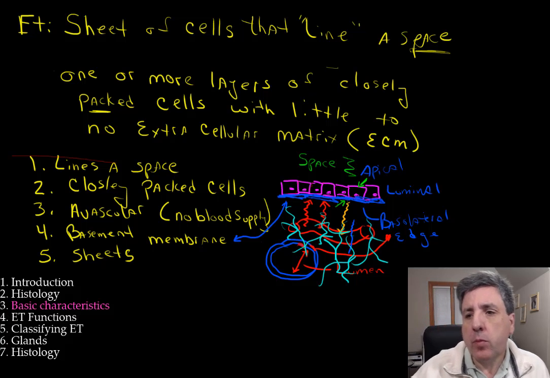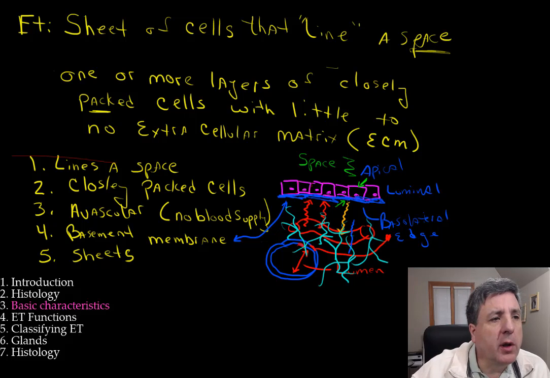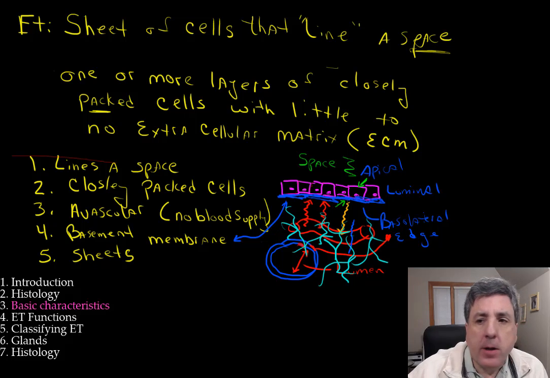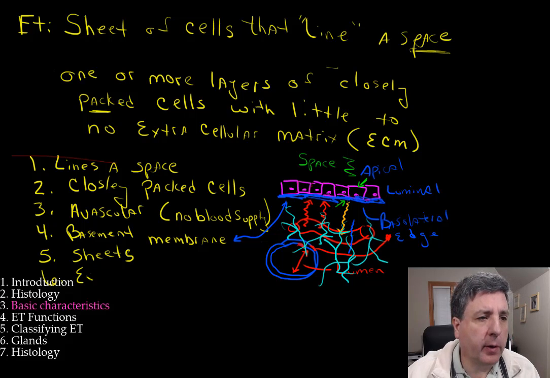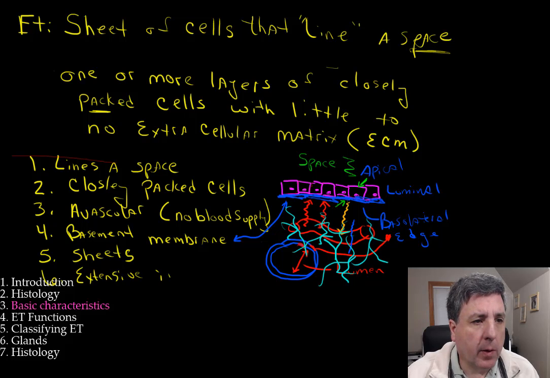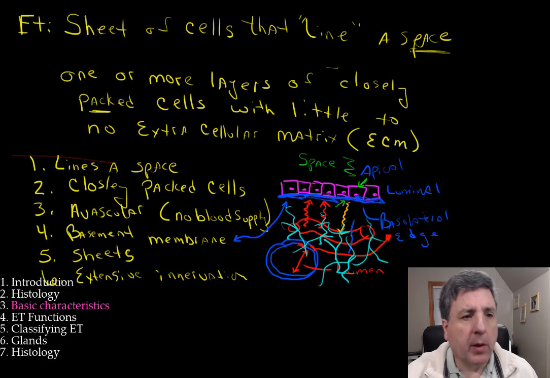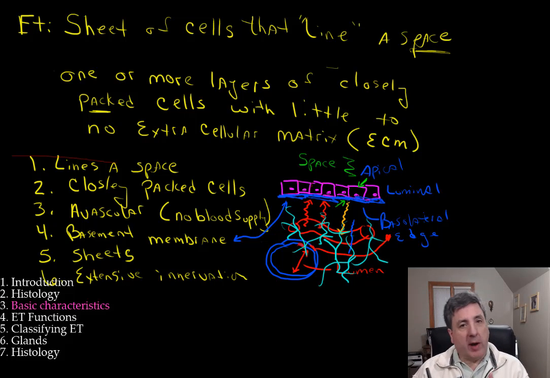Okay, so it does form a sheet. We said it covers. Let me do one. It's extensive innervation. Innervation means you have a lot of nerves.